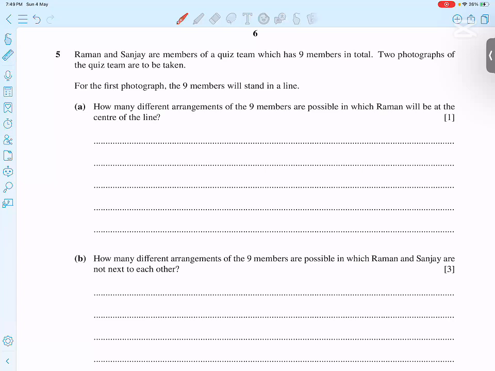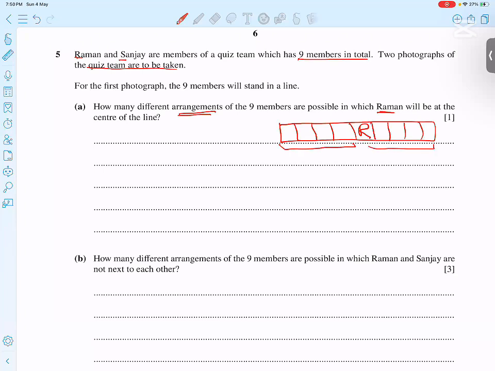Question number five, we have students. So R and S are members of a quiz, okay, and nine members in total. Two photographs of the quiz are taken. In the first photograph, nine people will stand in line. How many arrangements are there of the nine people if R will be at the center? So the center actually is 1, 2, 3, 4, 5, 6, 7, 8. So R is in the middle, four people here and four here.